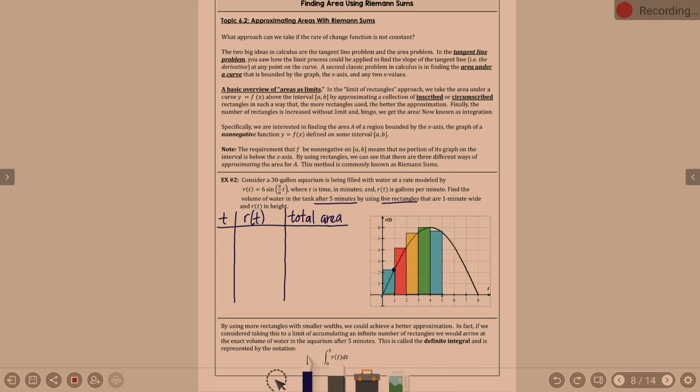And that is when t is what value? That is when t is 1. So we're going to use t equals 1. How do we find the r of t value when t equals 1? You plug it in. So you're going to take 1 and plug it into 6 sine pi over 8t. What is 6 times the sine of pi over 8?